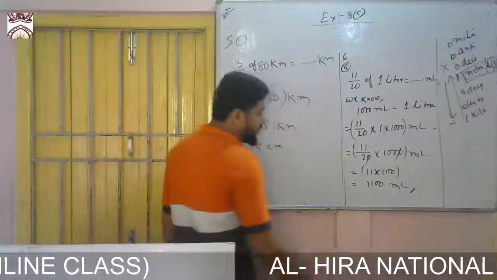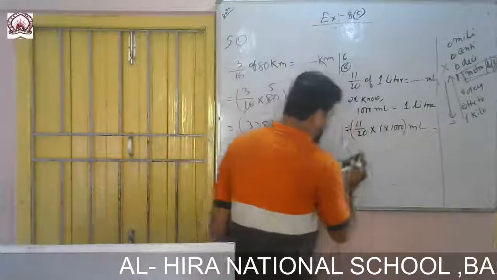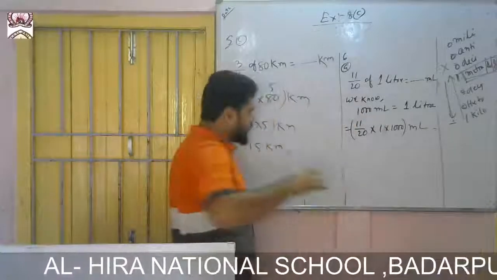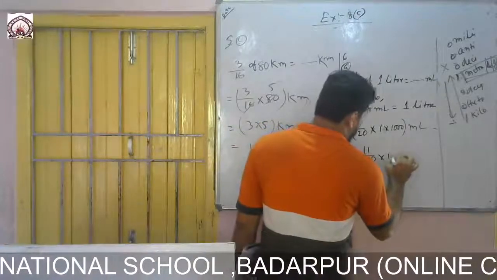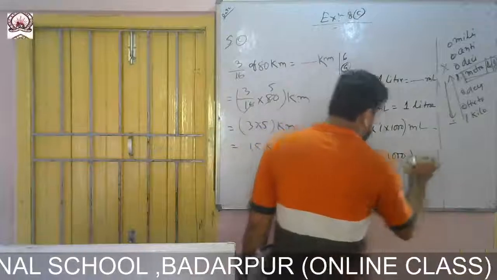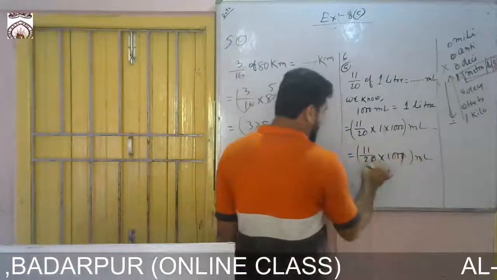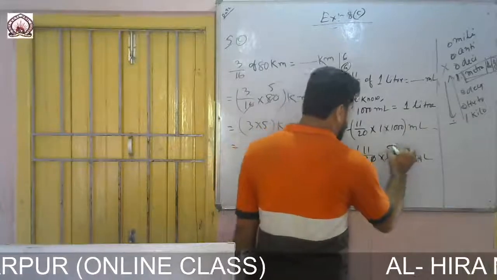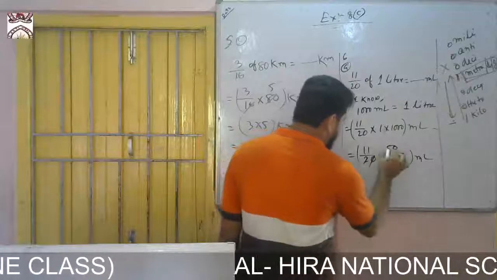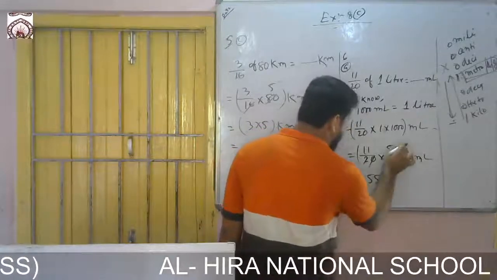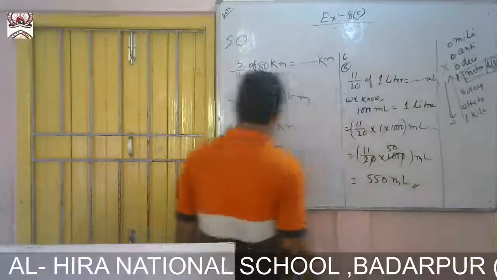Wait, what have I done? Oh, sorry, here I can cancel more. 11 by 20 into 1000 milliliter. 10 cancel. Then 2 50s are 100. So 11 into 50, it is 5, 11s are 55 and 1 zero. Milliliter.